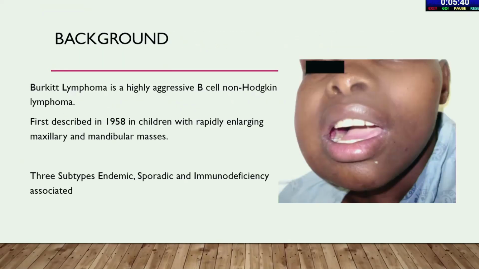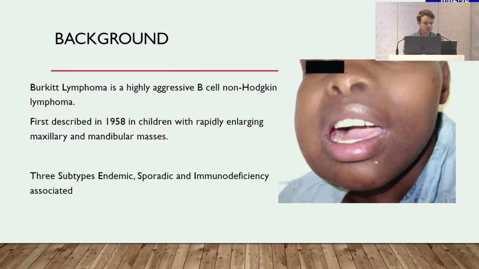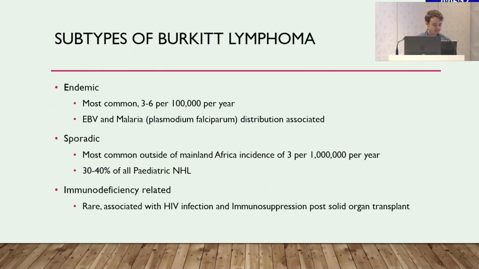So a bit of background, Burkitt's lymphoma is a highly aggressive B-cell non-Hodgkin's lymphoma with a doubling time of approximately 24 hours. It was first described in 1958 by Dennis Burkitt in children in sub-Saharan Africa with rapidly enlarging maxillary and mandibular masses. Global consensus agrees on 3 distinct subtypes of Burkitt's lymphoma: endemic, sporadic, and immunodeficiency associated.